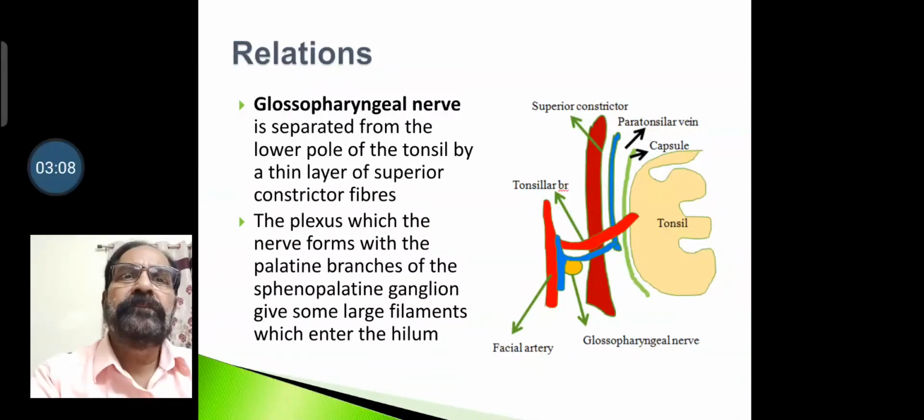Relations. First relation is the glossopharyngeal nerve, and it is separated from the lower pole of the tonsil by a thin layer of superior constrictor fibers. The plexus which the nerve forms with the palatine branches of the sphenopalatine ganglion gives some large filaments which enter the hilum.